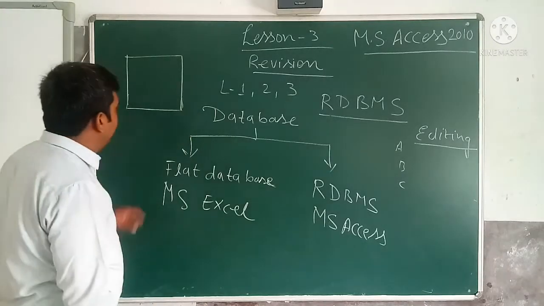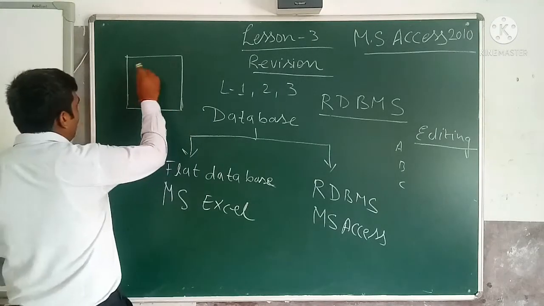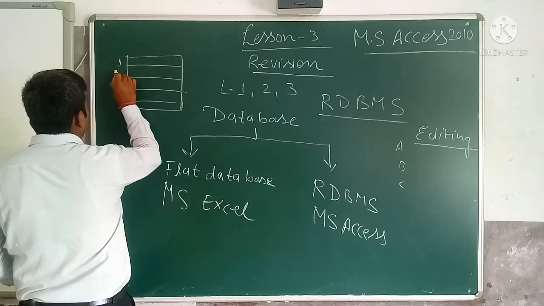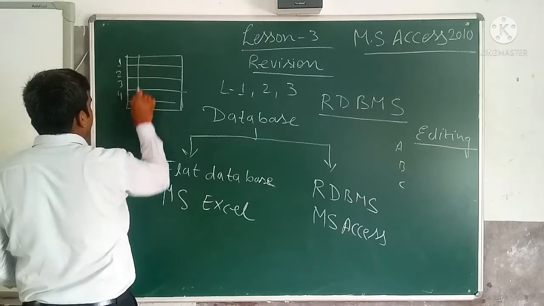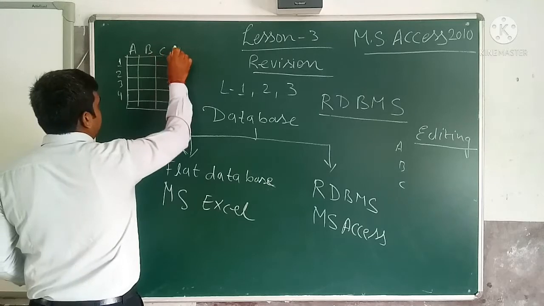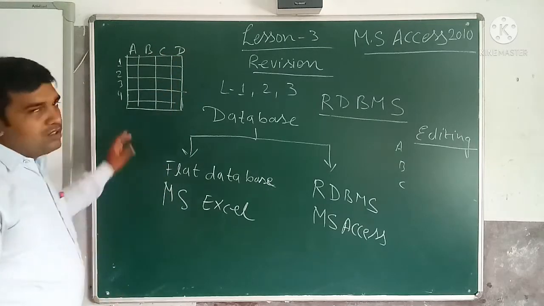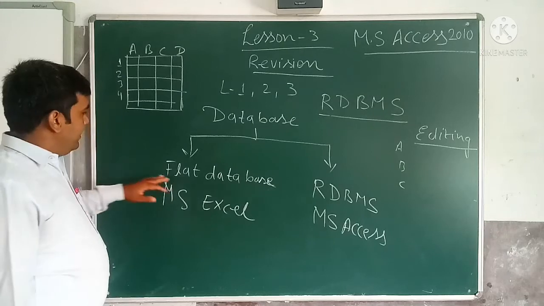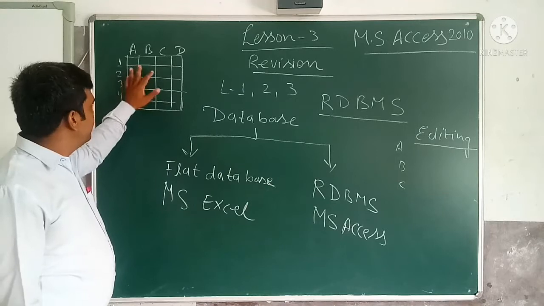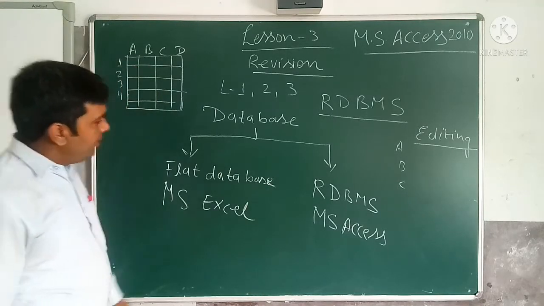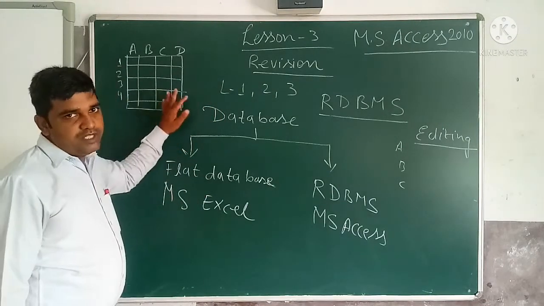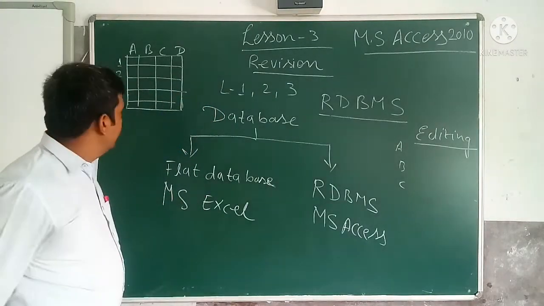in Excel we find a spreadsheet which has columns and rows. Row numbering is given in the spreadsheet as 1, 2, 3, 4, and the column numbering is given in alphabets, that is A, B, C, D. So this is called a table. In a flat database like Excel, we store the information in this grid form, in this spreadsheet. In the RDBMS also, we store the information in the form of a table only, in rows and columns. That we will discuss.